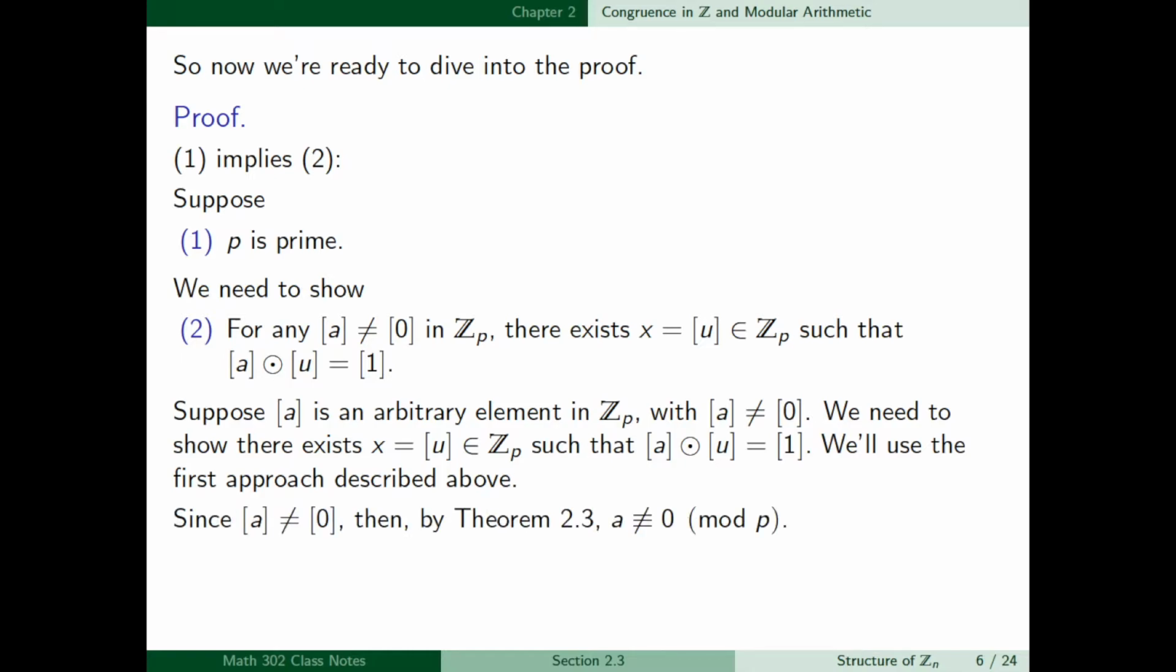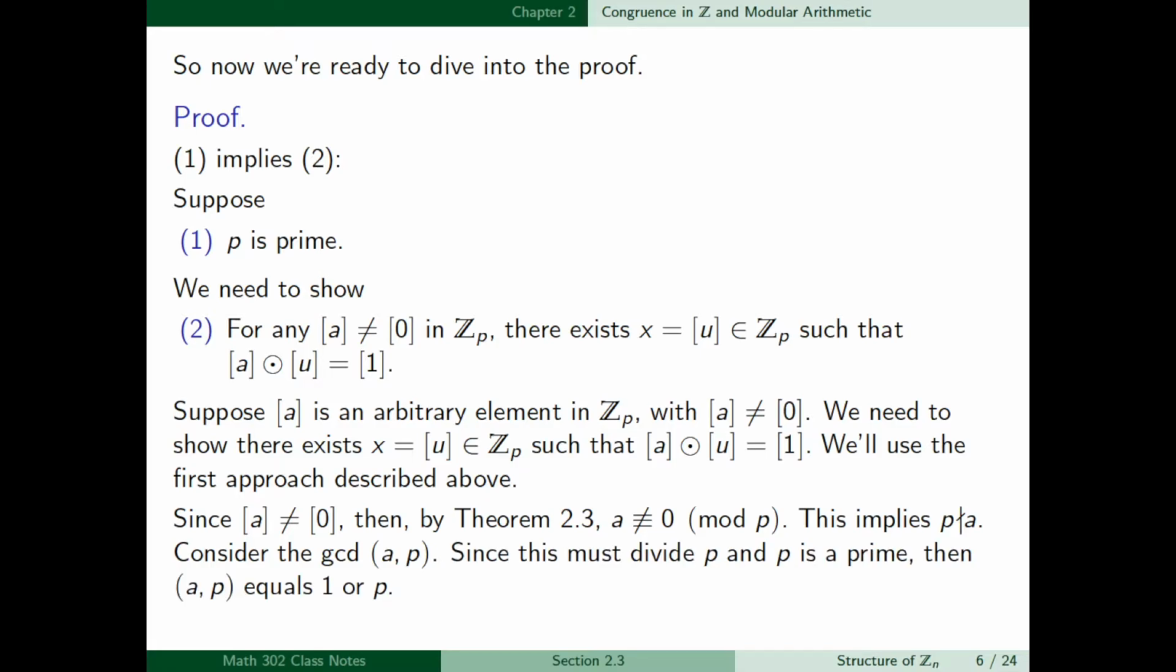Since a is not equal to 0, then by theorem 2.3, a is not congruent to 0 mod p. This implies that p does not divide a. Let's consider the GCD of a and p. Now, since this must divide p, and p is a prime, then the GCD either equals 1 or p. Since the GCD of a and p also divides a, and we're supposing that p does not divide a, then the GCD of a and p must be equal to 1.